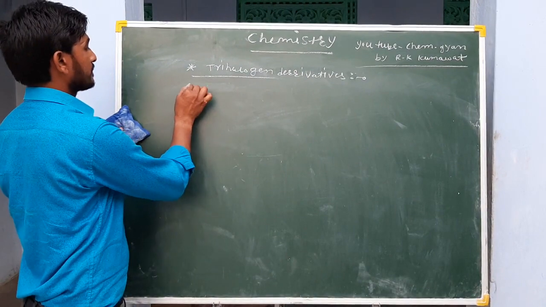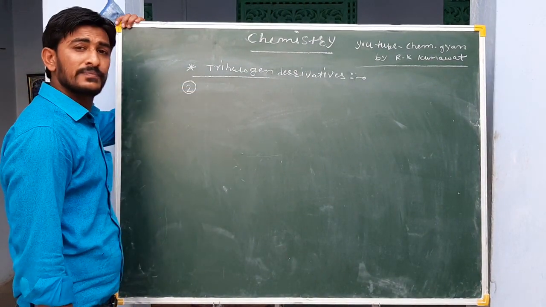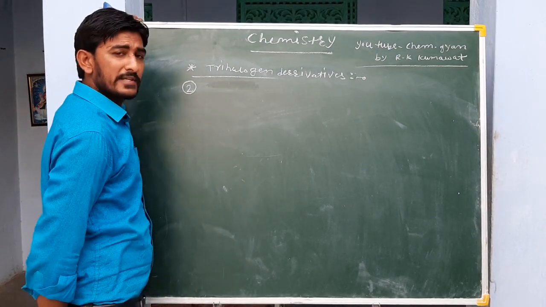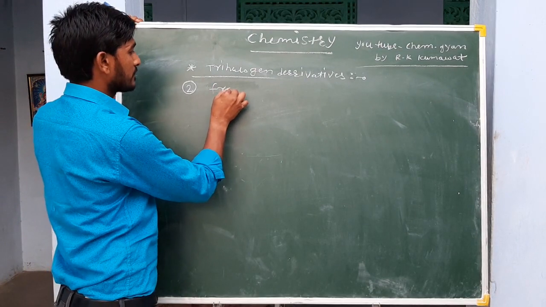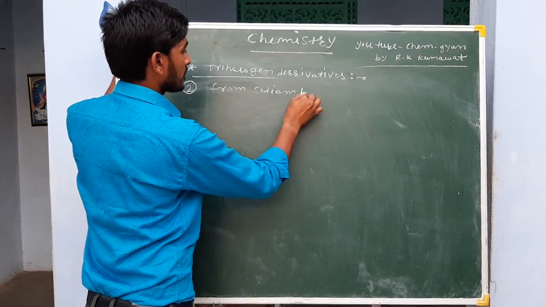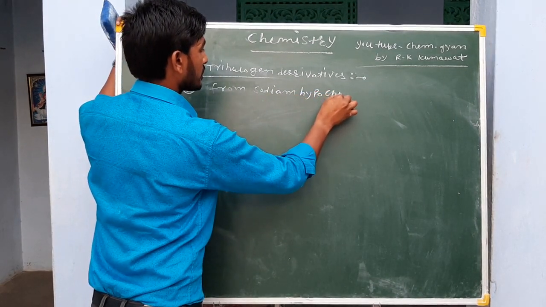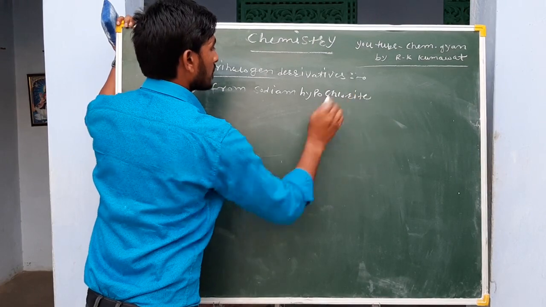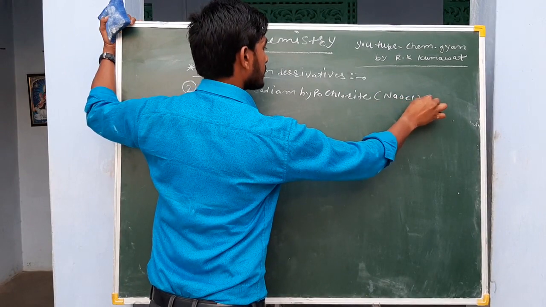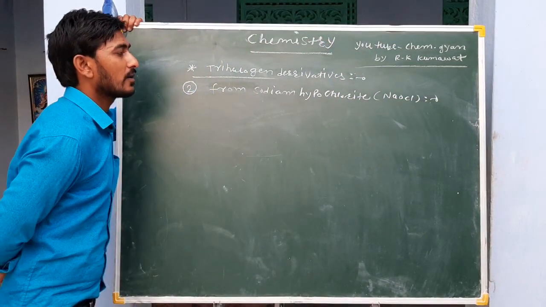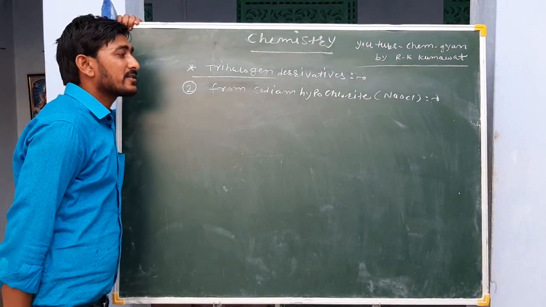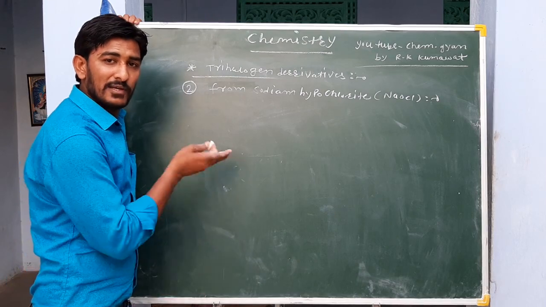Number second, dear students. The second preparation method of trihalogen derivatives is from sodium hypochlorite, NaOCl. Dear students, this reaction is completed in the following steps.